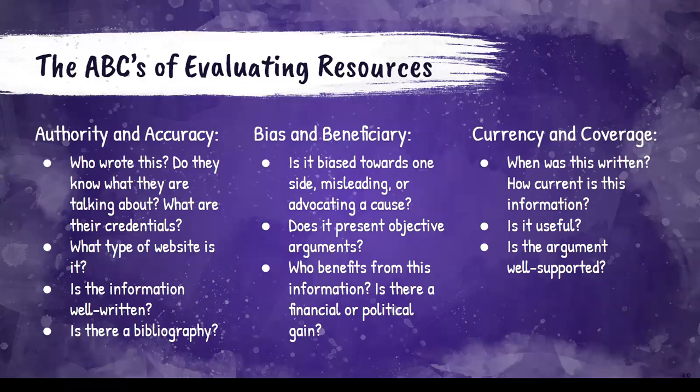When you're looking at this, there are a number of tools you can use. One of my favorites is the ABCs of evaluating resources. This looks at the authority and accuracy, bias and beneficiary, and the currency and coverage of the material written in this resource. So when you're looking at authority, you want to consider who wrote this, do they know what they are talking about, what are their credentials, and what type of website is it.